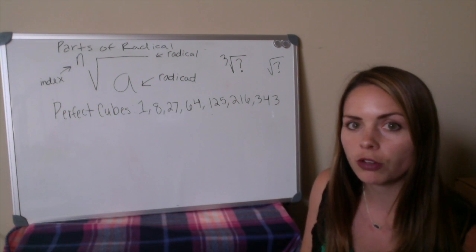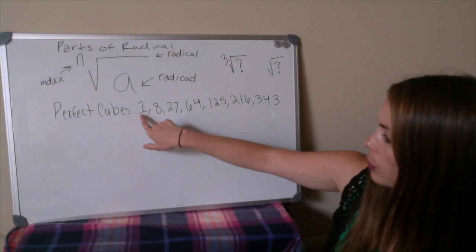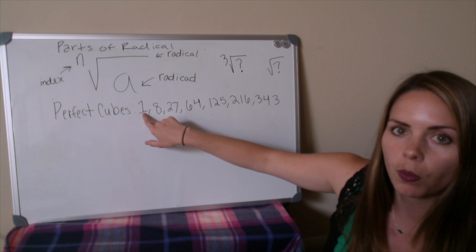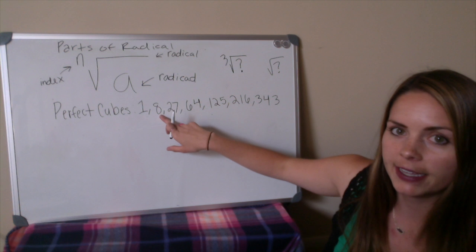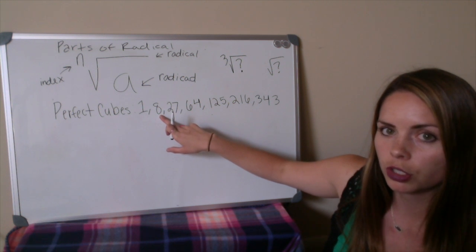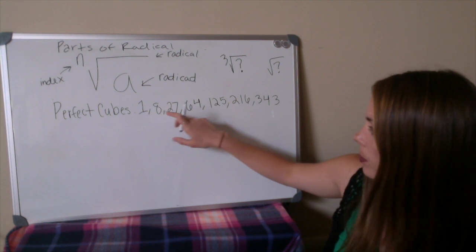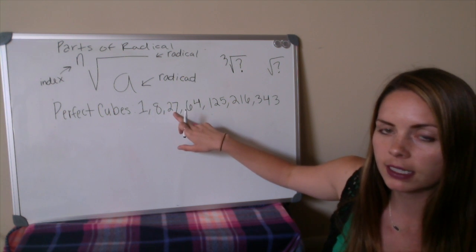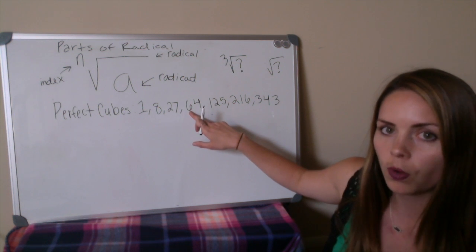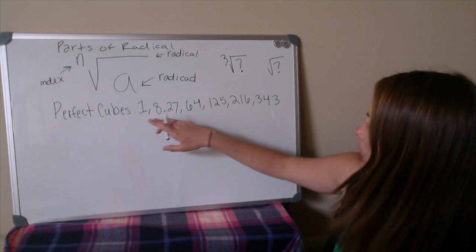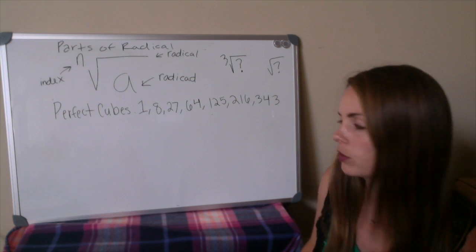It's really good to know your perfect cubes to make it easier on yourself. A perfect cube would be 1 because 1 times 1 times 1 is 1. The cube root of 8 is 2, so 2 times 2 times 2 is 8. That's why it's a perfect cube. Cube root of 27 is 3, 3 times 3 times 3. Cube root of 64, 4 times 4 times 4. So all of these, especially those top maybe 6 right there, are really good to know.